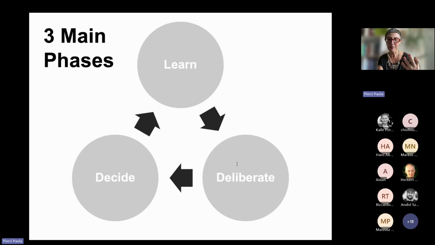And of course, the final part, the decide, which is where the assembly issues recommendations that are going to be, we hope, taken into account by the convening body, the one asking the question. So these phases are not linear. We might go back in time and repeat, learn and deliberate, but these are the three key components.